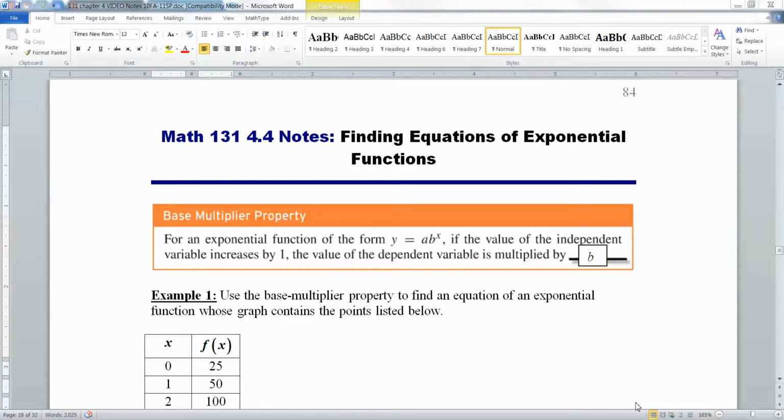Hello there, we're back, and now we're going to keep moving into Chapter 4 of Math 131. We're going to be looking at finding equations of exponential functions.